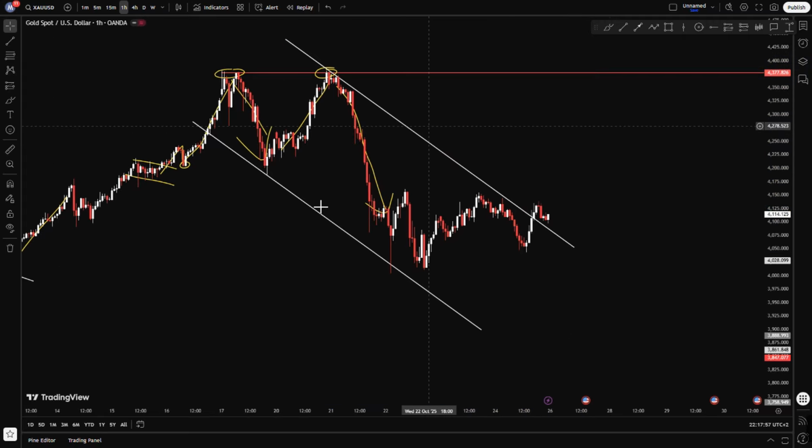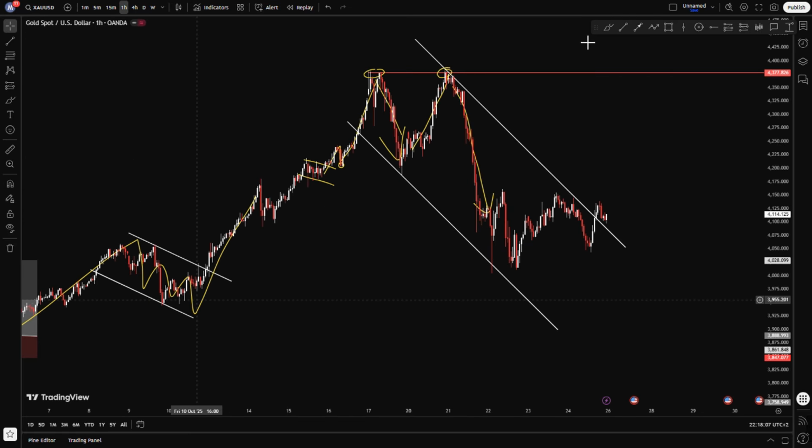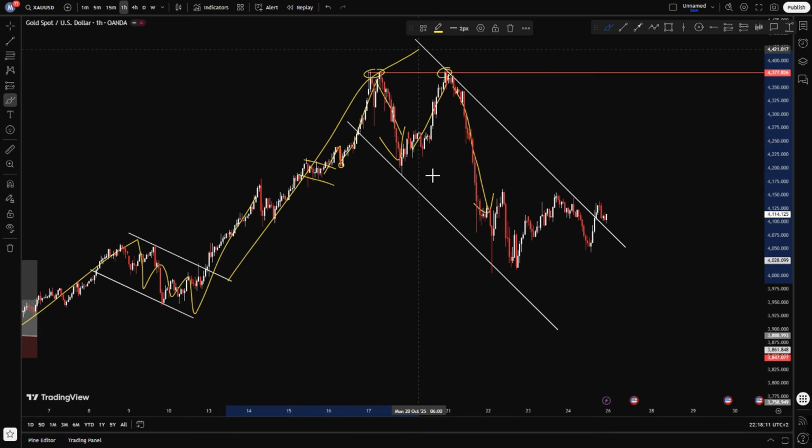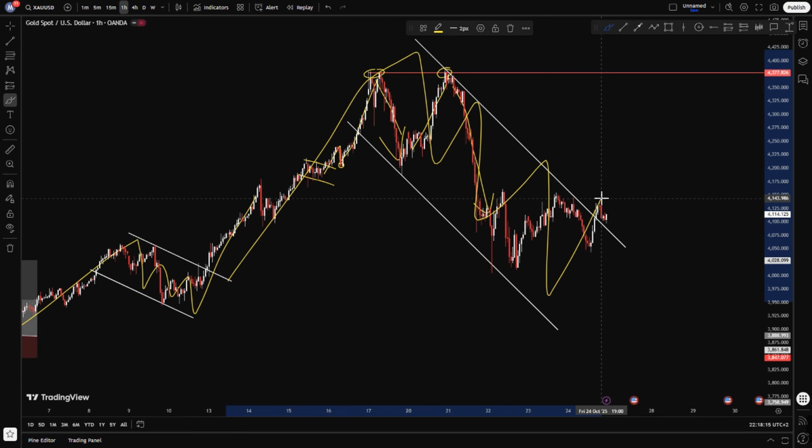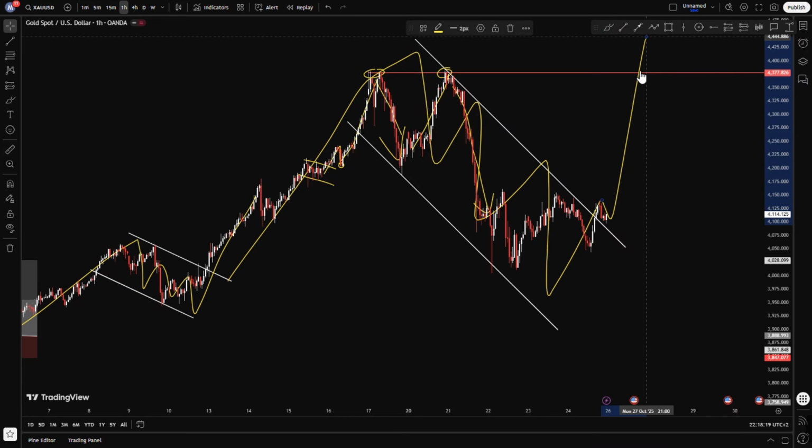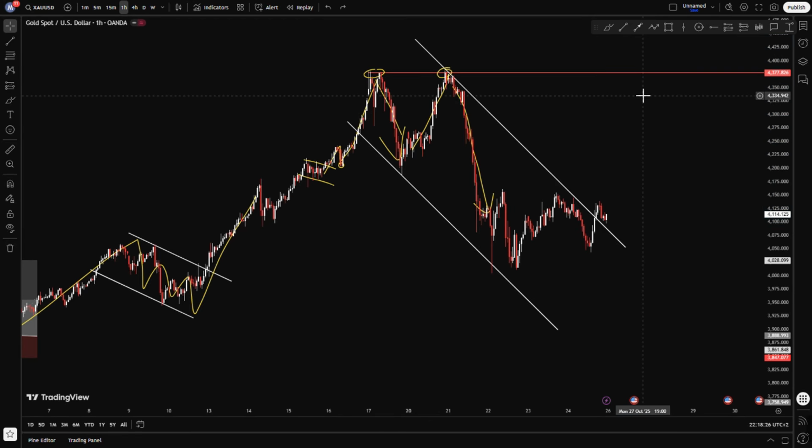So now this looks more like a continuation pattern, right? Remember, we've been having impulse and correction, right? So again, we do have an impulse right here. So does it mean this is a correction? Maybe we might have another bullish move to the upside. We don't know, and we can never know for sure, right?